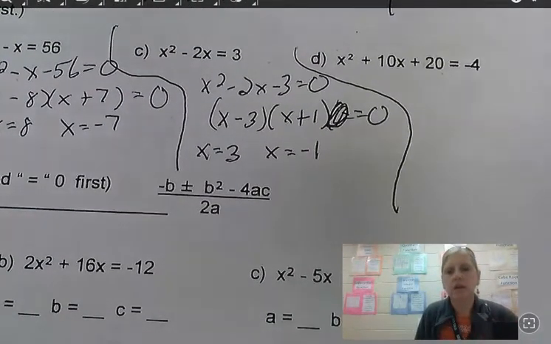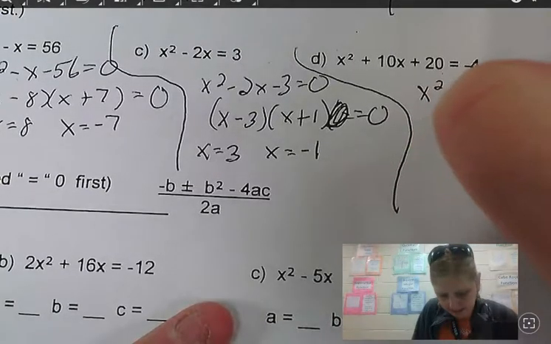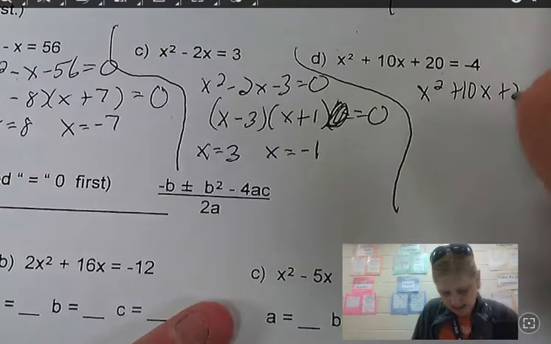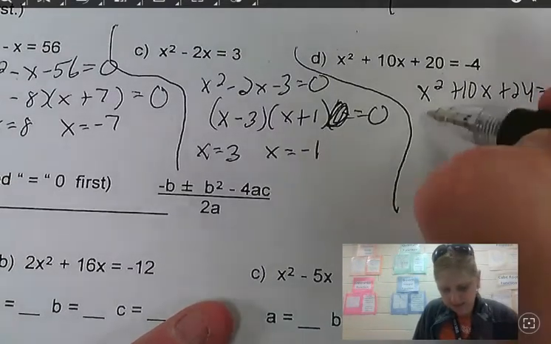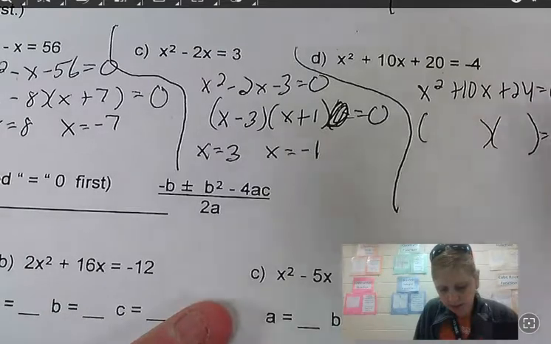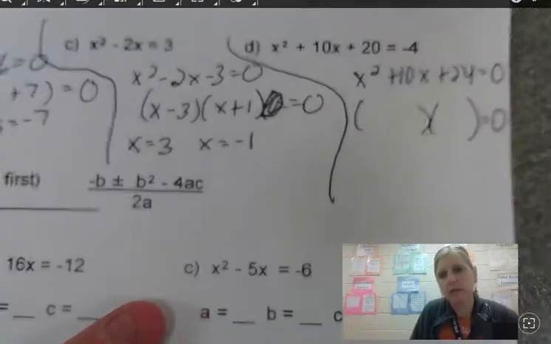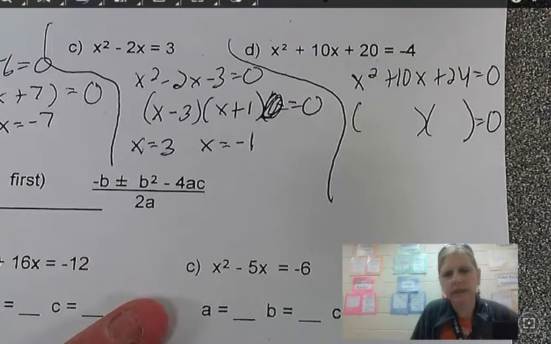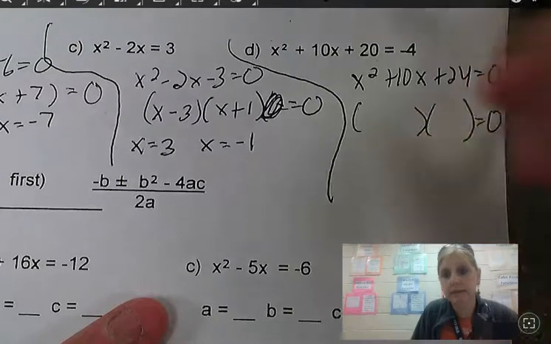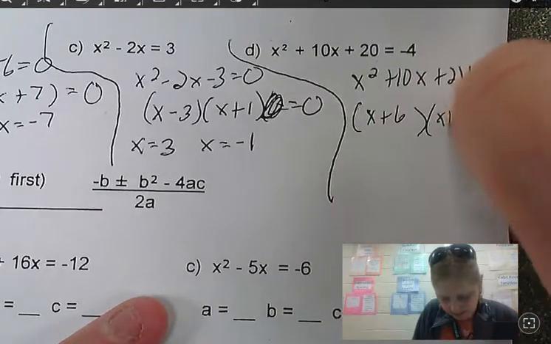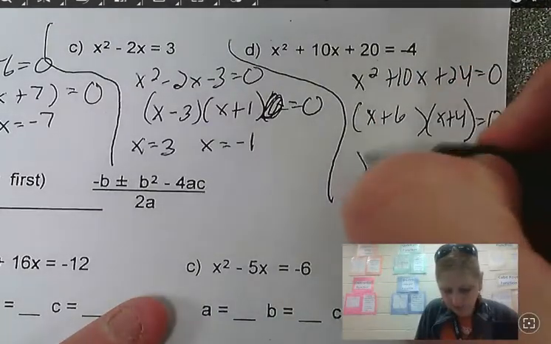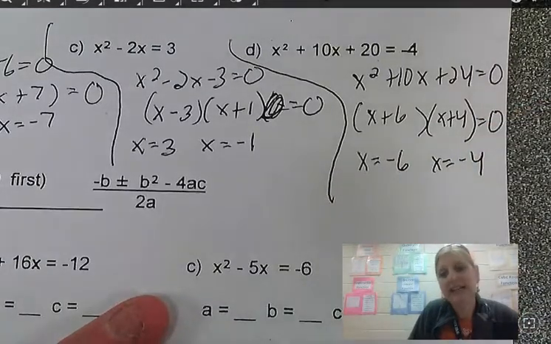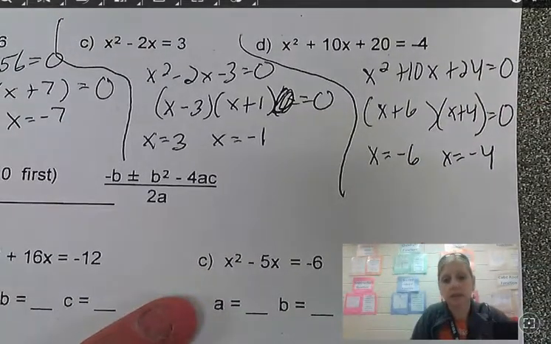Here I'm going to add that 4 to both sides, so I get x squared plus 10x plus 24 equals 0. So now we need two numbers that multiply to give me 24. And 8 and 3 is 11. No, that's not going to work. Okay, 6 and 4. So (x plus 6)(x plus 4), and I solve it. And I get x equals negative 6 and x equals negative 4.